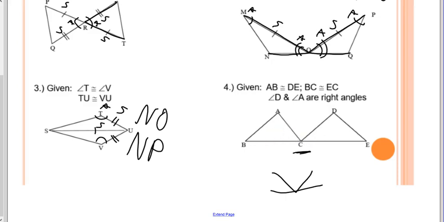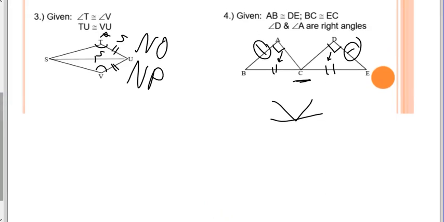What can we mark? Let's see. AB, which is right here, is congruent to DE. So we put a hash mark there. BC, different number of hash marks, is congruent to EC. Angle D, right here, are right angles. These are all marked there. Those are right angles. They're also congruent to each other, but they are right angles. Now, given that we have a right angle, here's our hypotenuse. We have a leg.